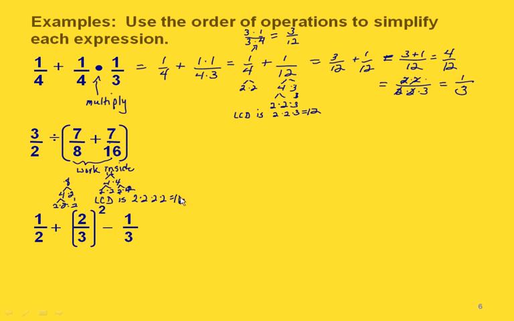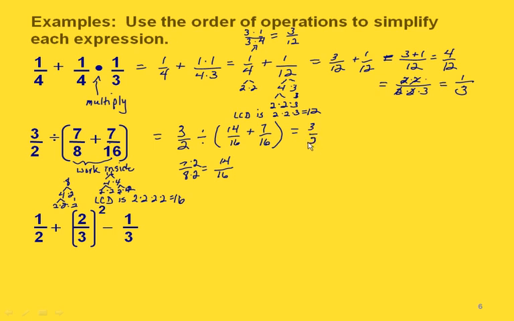Now for our 7/8, we're going to have to rewrite that one so that it has a denominator of 16. It means we do have to multiply the numerator and denominator by 2, which would give us 14/16 for an equivalent fraction. So we have 3/2 divided by 14/16 plus 7/16. And notice that we're not worrying about this division yet at all. We're working inside of our parentheses. We'll deal with that division later.